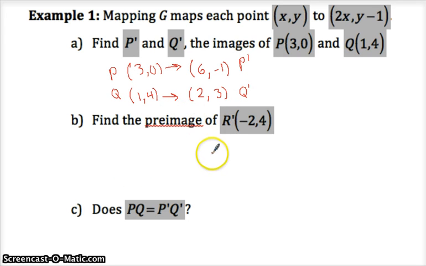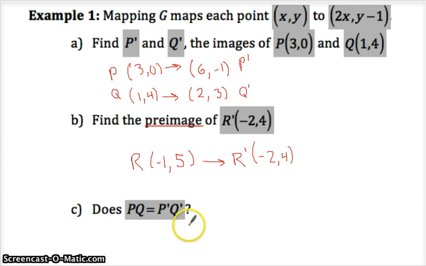Find the pre-image of r prime. So if r prime, I should probably write these on the other side. If r prime is actually negative 2, 4, where did it come from? What would have been the r that I would have had to throw in to have it come out this way? So this negative 2 is the result of 2x. Well, I can do this in my head. X would have had to have been negative 1 if it's going to go in the 2x process and come out as negative 2. And this y minus 1 came out as a 4, so I must have had to throw a 5 into that machine. Because it's 5 minus 1, it spits out as a 4.